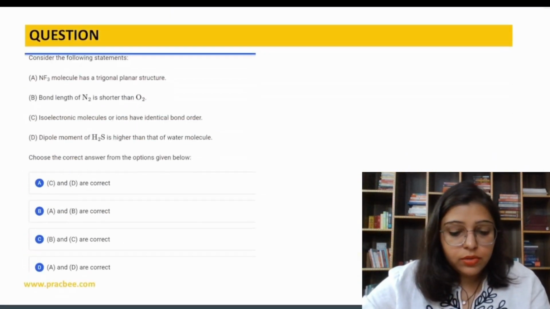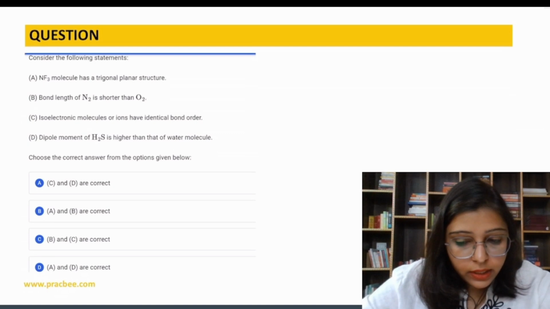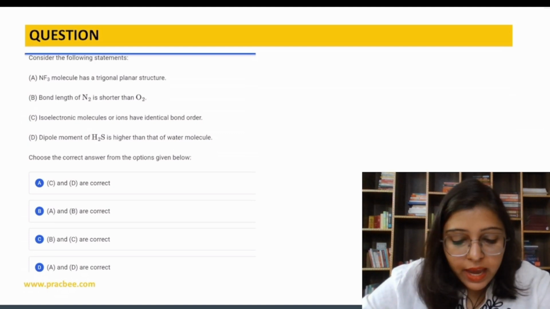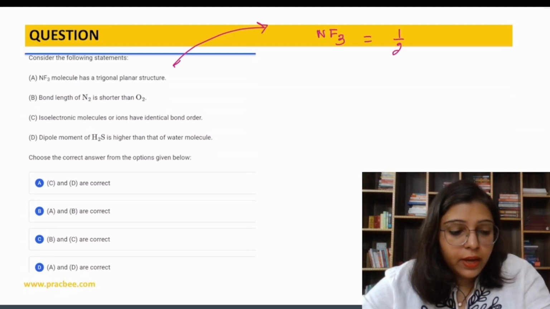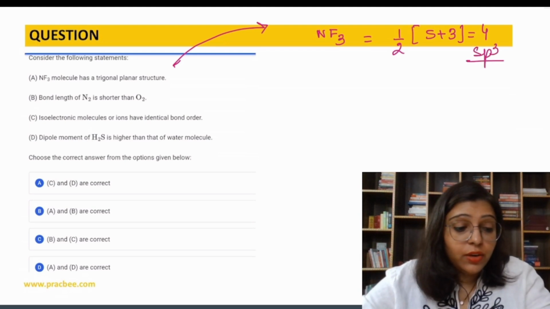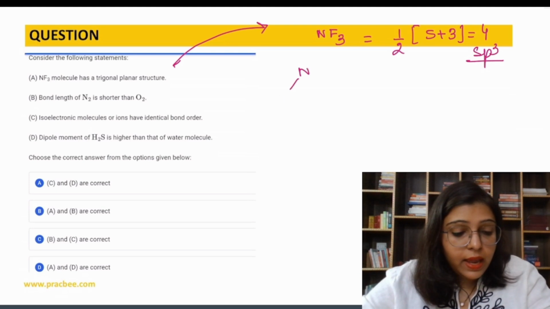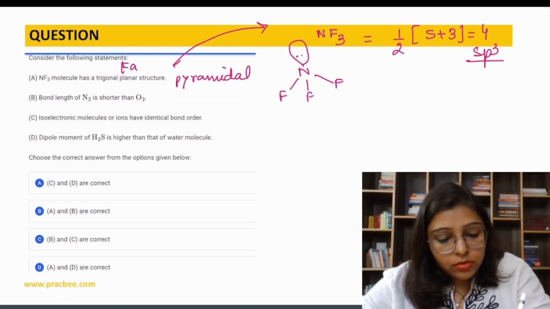Okay, now let's do the next question. We have certain statements, and we have to choose the correct number of statements. First is: NF3 molecule has trigonal planar structure. In order to find the structure, we have to find the hybridization. For NF3, the steric number is half of nitrogen valence electrons 5 plus 3 monovalent, so 4. That is sp3, and sp3 cannot have a trigonal planar structure. We have N, F, F, F and one lone pair, so this is a pyramidal structure. So that statement is false.